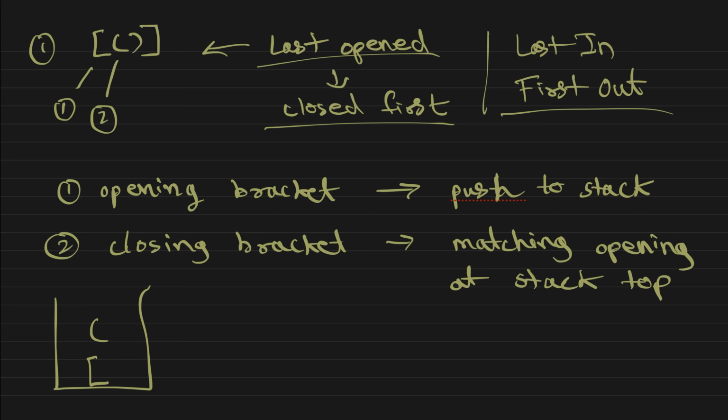Okay. Now I have a closing bracket in my string, right? So since I have a closing bracket in my string, according to our second rule, the matching opening bracket should be at the top of the stack. So currently my character is a round closing bracket and my stack top is what? A round opening bracket. So these two match. So that's why I can pop the element at the top of the stack.